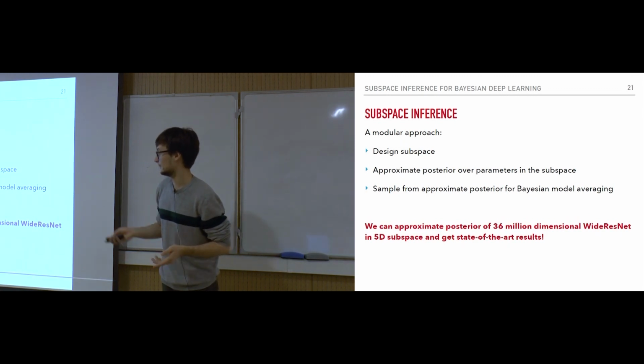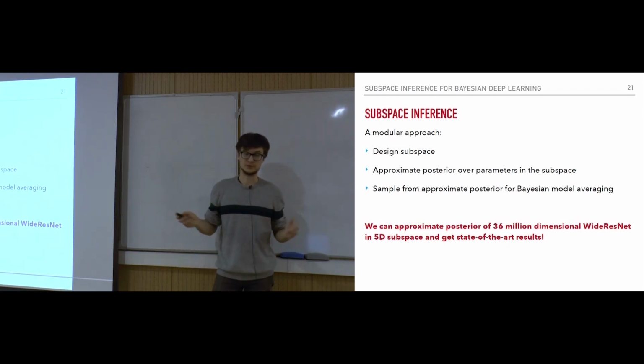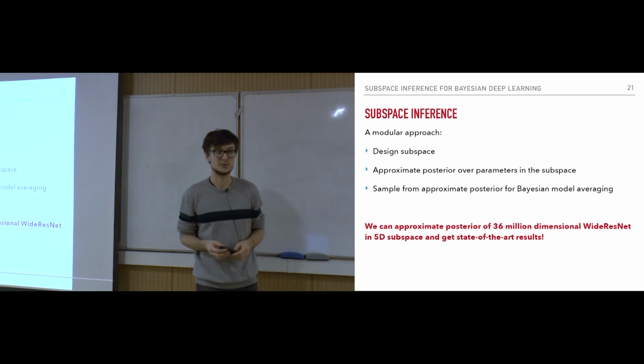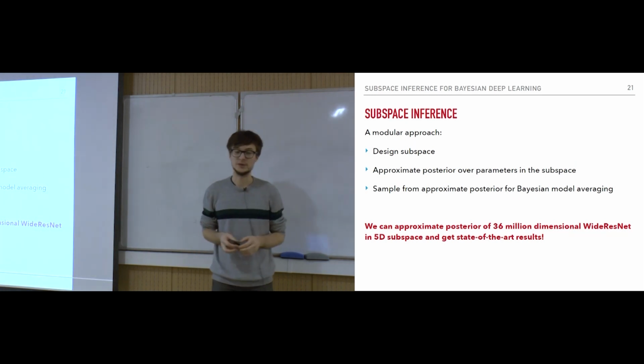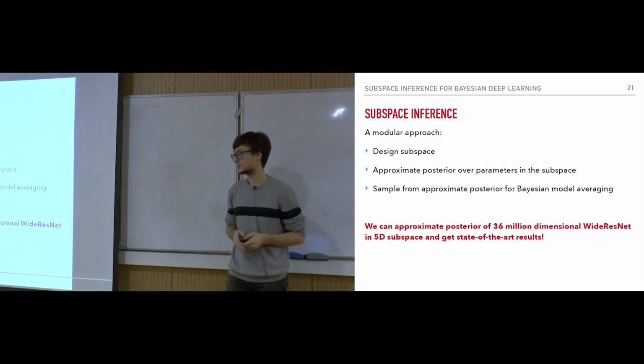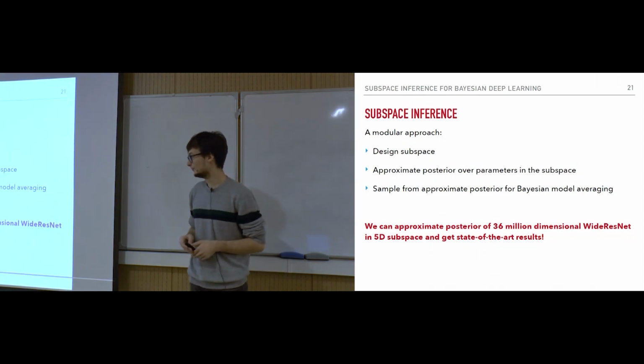So, and yeah, the cool thing is that even for modern, very large neural networks, we can do this. Even using a very low dimensional subspace, maybe a 5-dimensional subspace, we can get something useful in terms of better uncertainties and better predictions compared to the SGD solution.